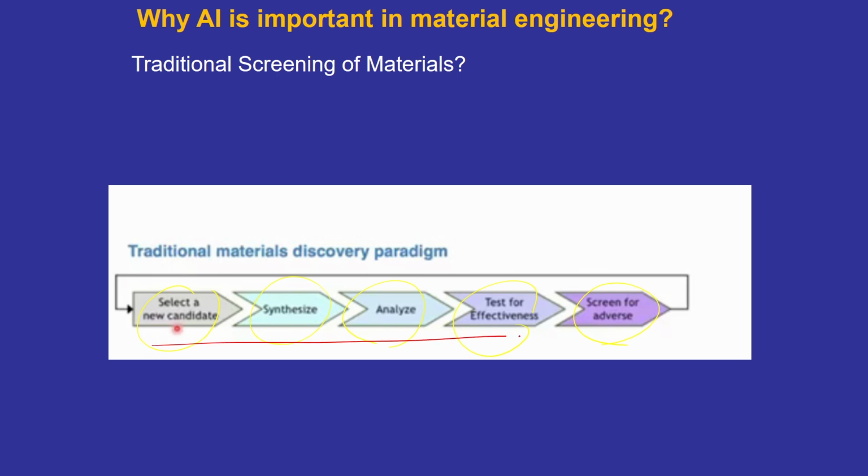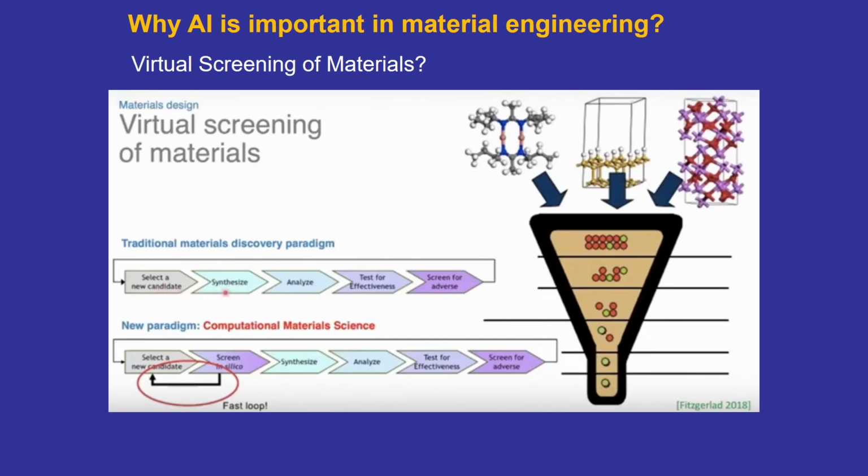So, this requires you to do so many things, which is time consuming and may be costly also. So, instead of that, can you do virtual screening? Well, that is what it is. I have given you the traditional screening already, and now I am giving you the new paradigm called computational material science. You select a new candidate, and you screen it in the first case. We add a screening step here by machine learning or by an automation AI tool. This loop will go on, and then it will give you some choices which are likely to be successful. Based on those choices, use your intuition and synthesize those materials, and after that analyze and then test for effectiveness. You are bound to get a success, I can tell you.